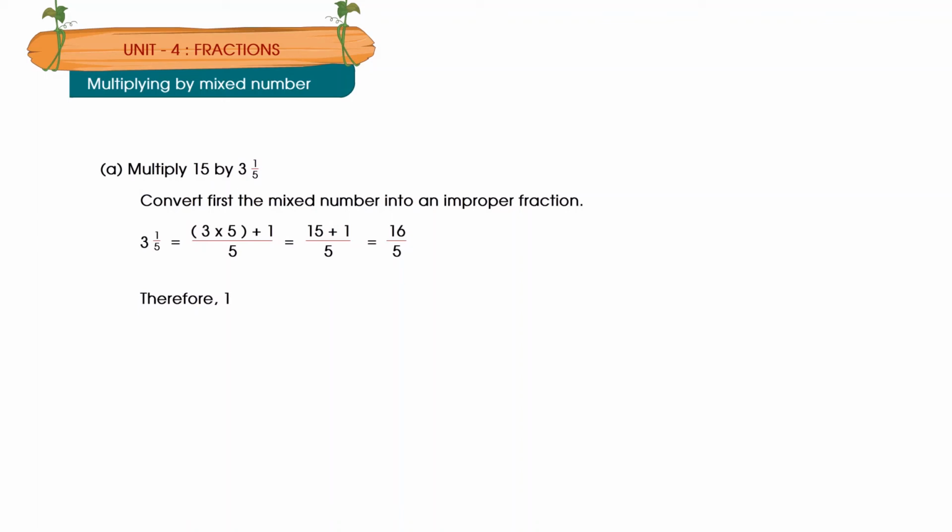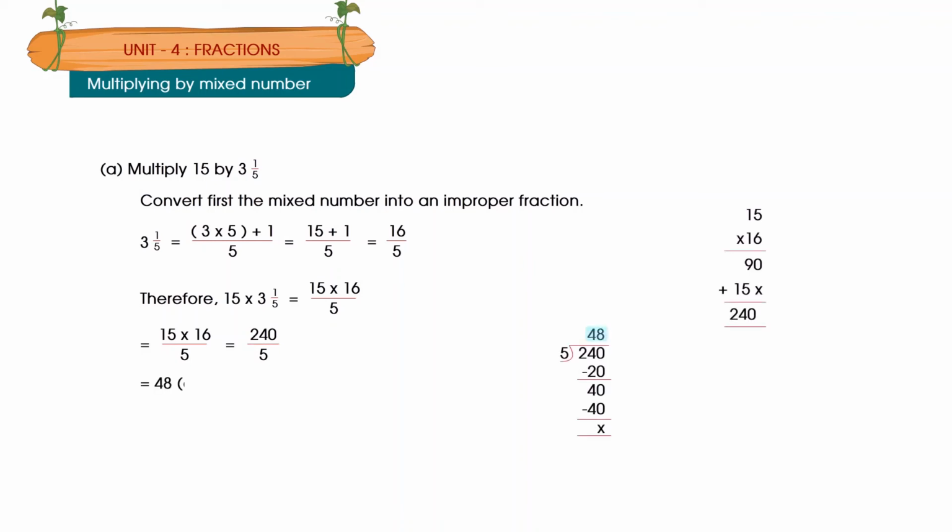Therefore, 15 × 3 1/5 = 15 × 16/5 = (15 × 16)/5 = 240/5 = 48, dividing 240 by 5.